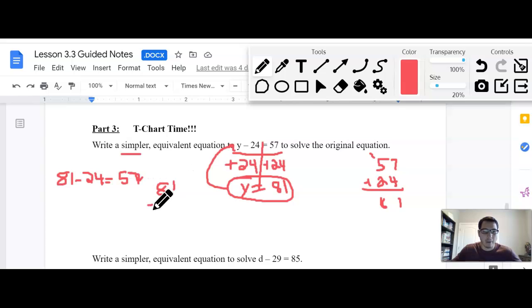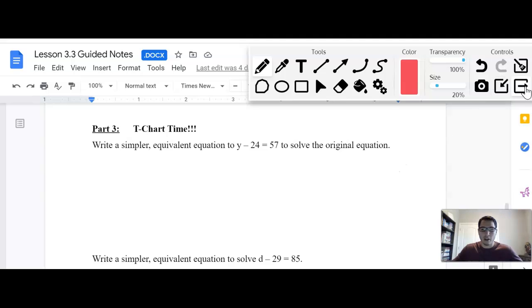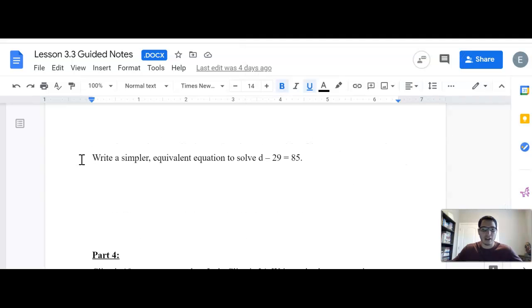81 minus 24. We borrow here, it becomes 11. 11 minus 4 is 7. 7 minus 2 is 5. That's 57. So 57 is equal to 57. So we know that our answer is correct. All right, I would like for you to now go ahead and solve this one on your own.